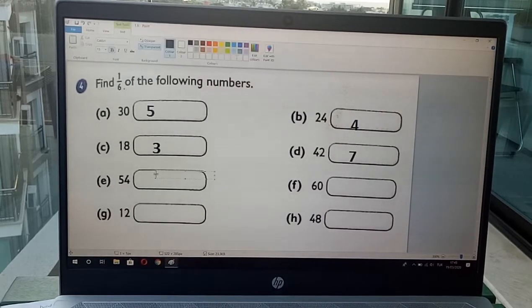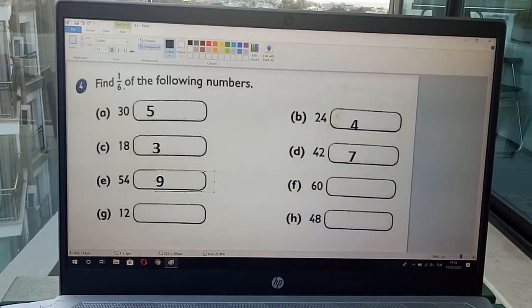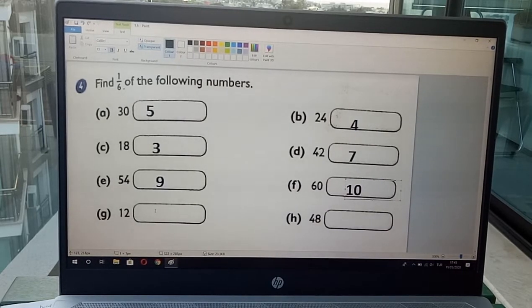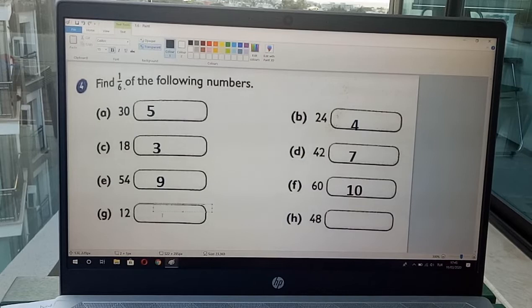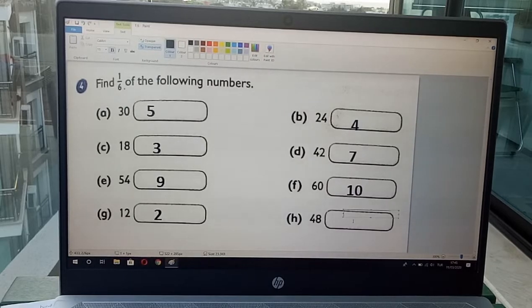Letter E, 1/6 of 54, answer is 9. Letter F, 1/6 of 60, answer is 10. Letter G, 1/6 of 12, the answer is 2. Letter H, 1/6 of 48, the answer is 8. You can double check your answer, just pause the video.